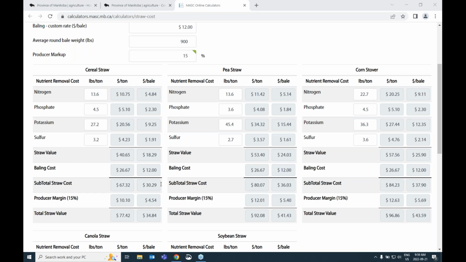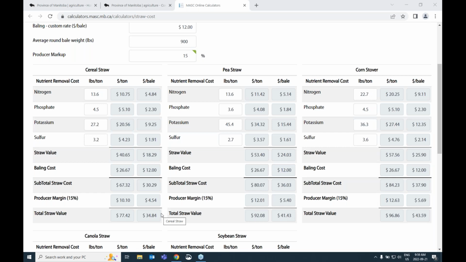And if we put in some markup, almost $35. So this is a cost base. Obviously, it's not based on the market value of straw. It's the market value of fertilizer, and then how much fertilizer is in there. Of course, there's a lot of variability within this, but this does give some starting points for those discussions.